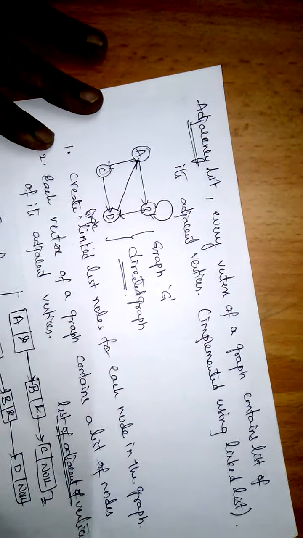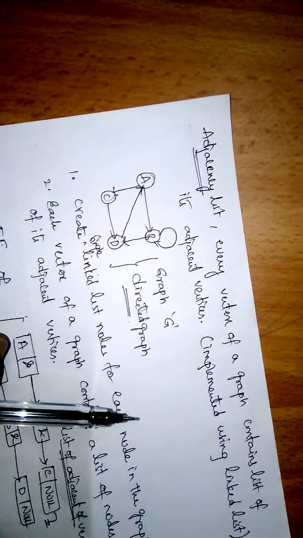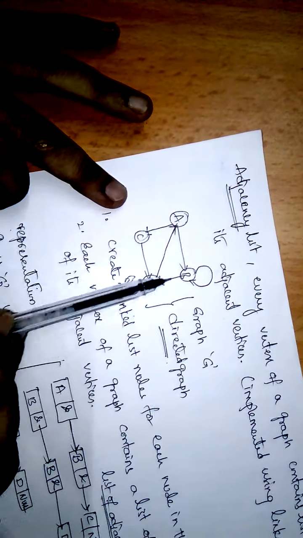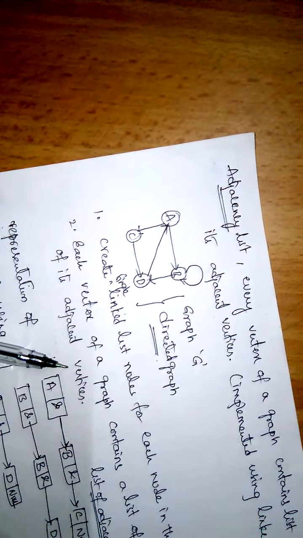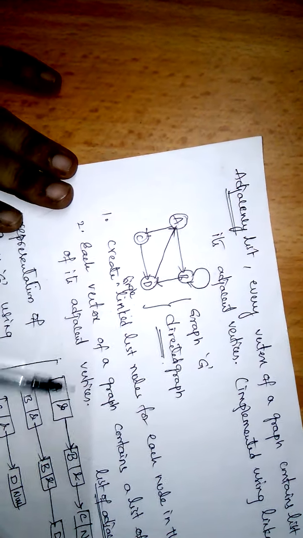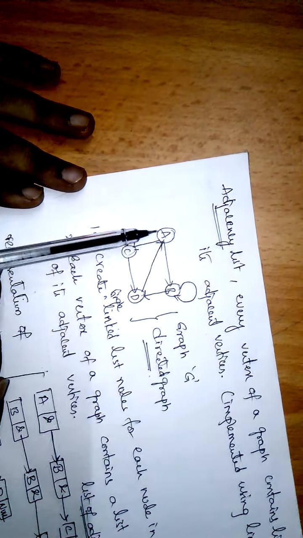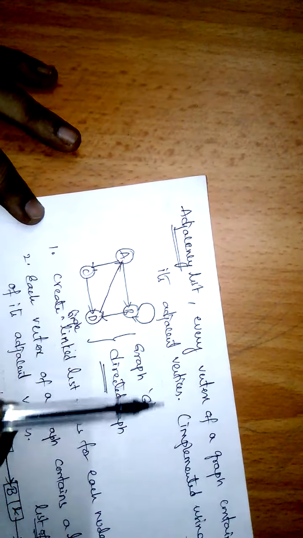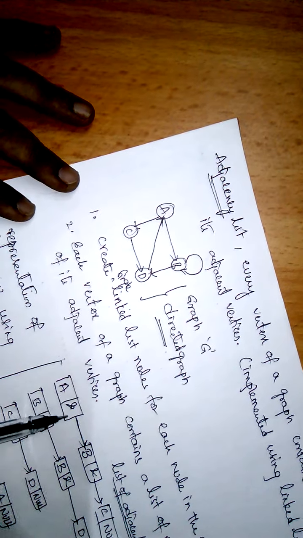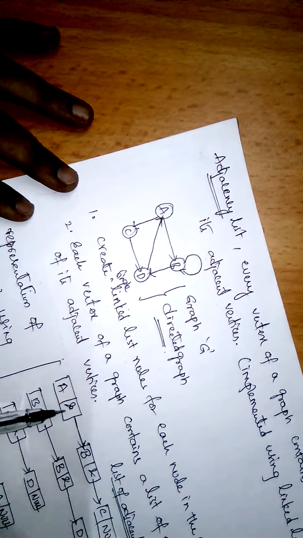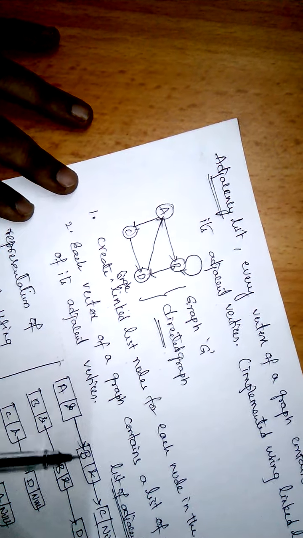Okay, so in an adjacency list, we will represent the vertices of a graph as an array of linked lists. Here we will represent each vertex in a graph as linked list nodes. Every vertex of a graph contains a linked list node, and each node of a vertex contains its adjacency nodes.